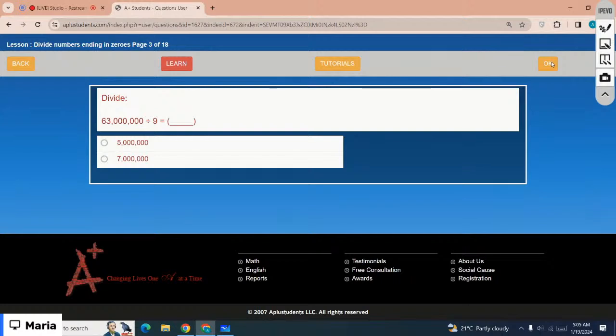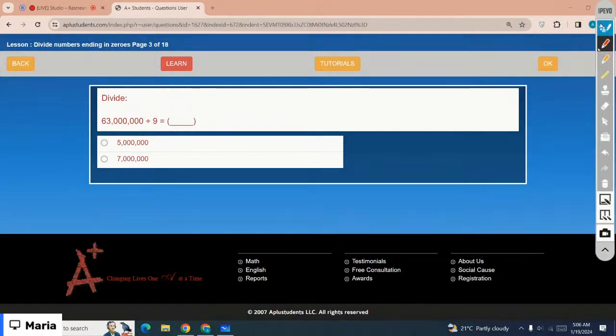The next one is 63 million. How do we divide? Just divide the non-zero value. 63 divided by 9 is, 9 times what number is 63? You have to divide 63 by 9. So 9 times 7 is 63. You have 6 zeros, so just add 6 zeros. So option number 2 is the correct option. Got it? Very good.